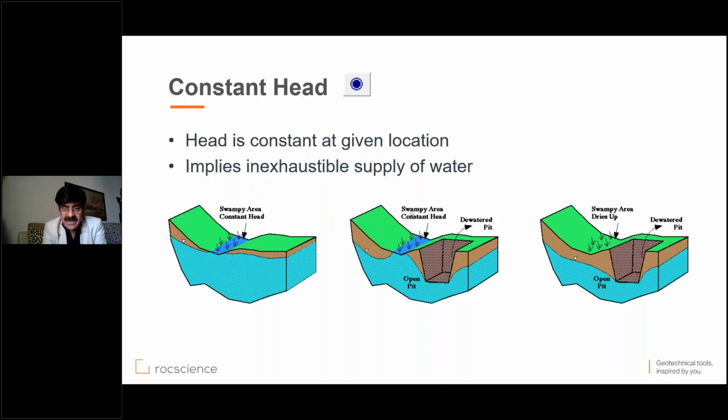Now, if you dig a dewatering pit next to it, and you're not doing excessive dewatering, as long as whatever action you're taking is not affecting the head of water in the swampy area or the river, this would still be the constant head situation. But if you continue to do dewatering to such an extent that the swampy area dries up or the river dries up, then it is no longer a constant head. So the constant head situation is one where you have an inexhaustible supply of water, where the water supply is never exhausted. So that is where you give the boundary condition as constant head.